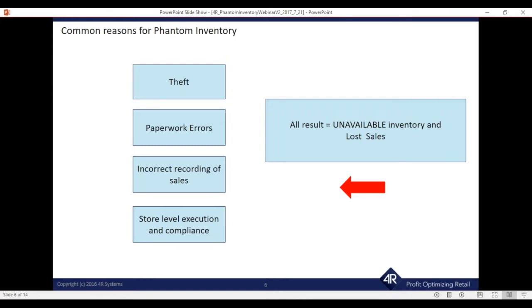The first three examples, product is not in the store at all. Can't be purchased. And the fourth example, the product is in the store. But all of them result in lost sales.